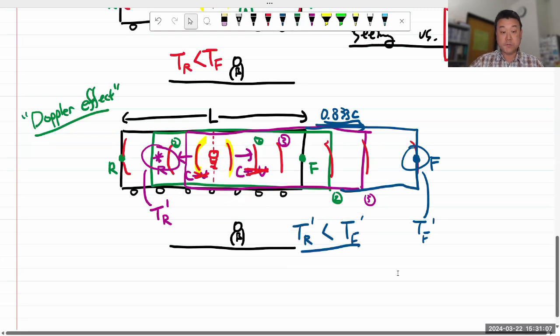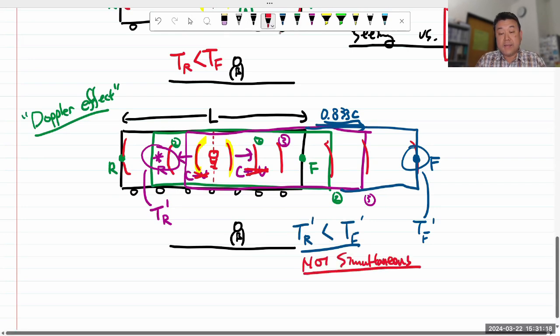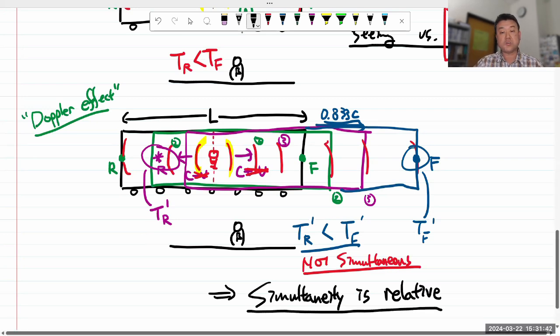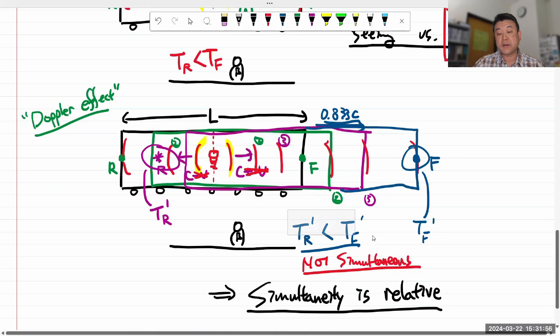So what Bob observes of these two events is that they are not simultaneous. And this is what leads us to say simultaneity is relative. Whenever two events appear to happen at the same time, that's what we call simultaneity. Simultaneity is relative, meaning if you have two events that are simultaneous in one inertial reference frame, like T_F and T_R were here, then, especially if they are separated in space, it is possible to find another reference frame where they are not simultaneous.